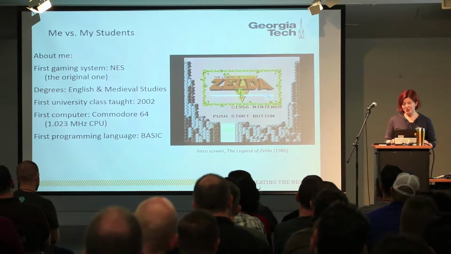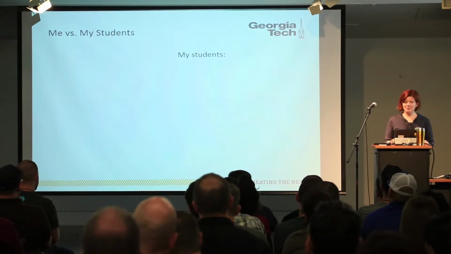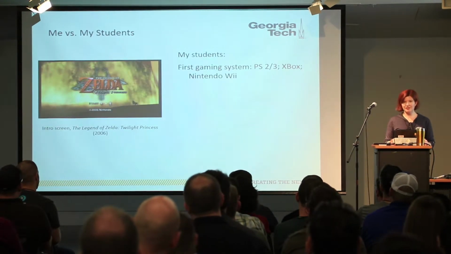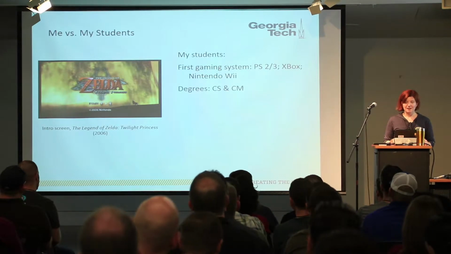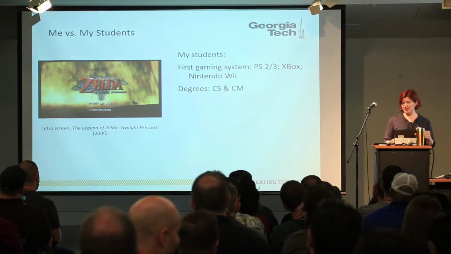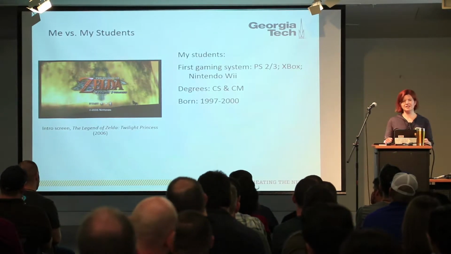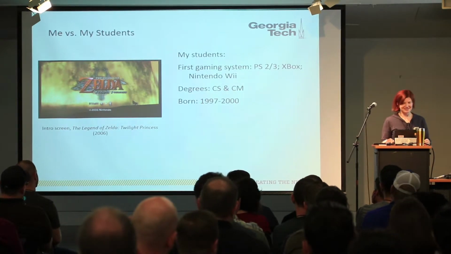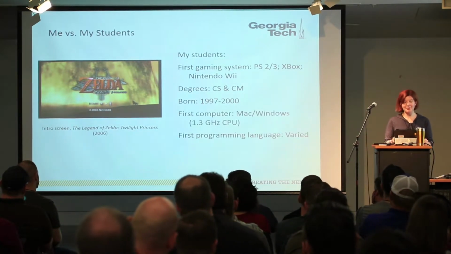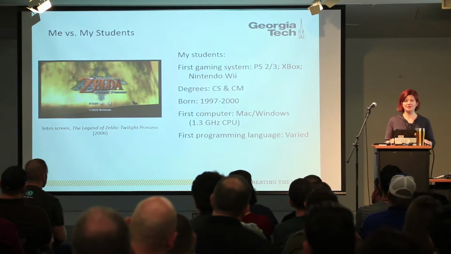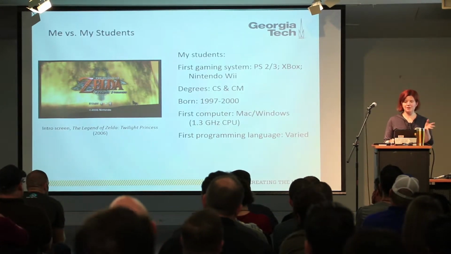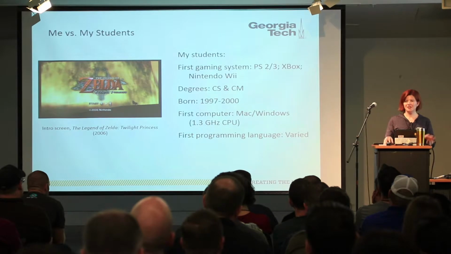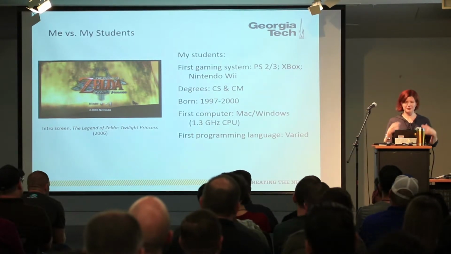So let's talk a little bit about my students. My students' first gaming systems were probably a PS2, maybe a 3, maybe an Xbox, maybe a Nintendo Wii. They are getting degrees in computer science and computational media. They were born in 1997 to 2000 for the most part. You're doing that math now, aren't you? Their first computers were probably a Mac or something with Windows, and around 2004, 1.3 gigahertz was probably an average CPU. So right there, the math makes me frightened when I think of the difference between me and my students.